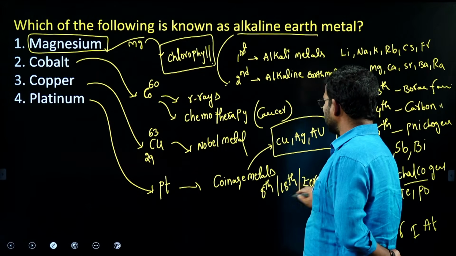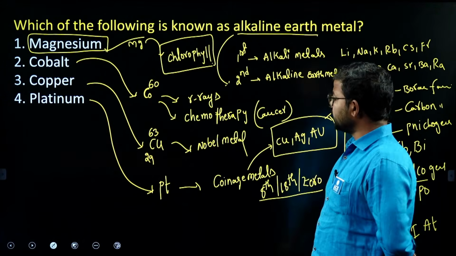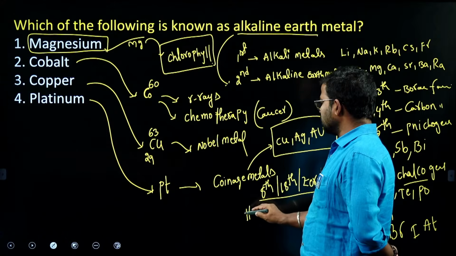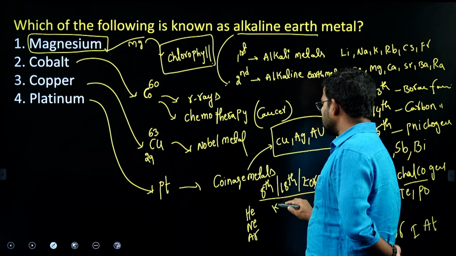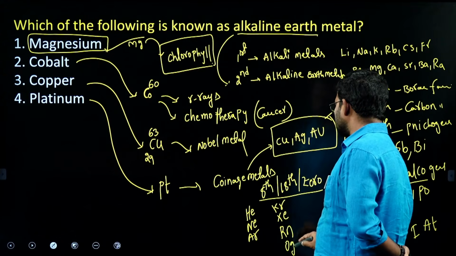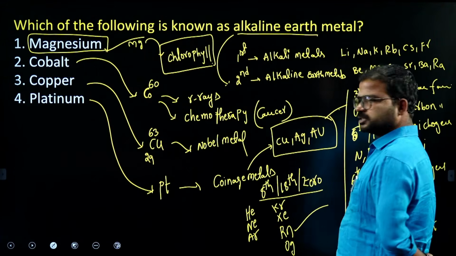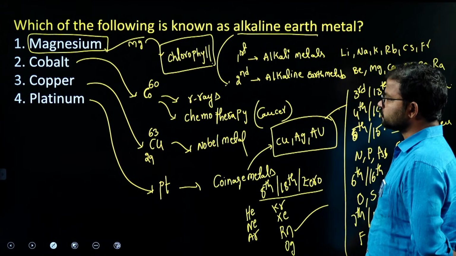Next, eighth group or 18th group or zero group elements, nothing but noble gases, also called inert gases. Those are helium, neon, argon, krypton, next xenon, radon. This radon is also used in chemotherapy to produce gamma rays.